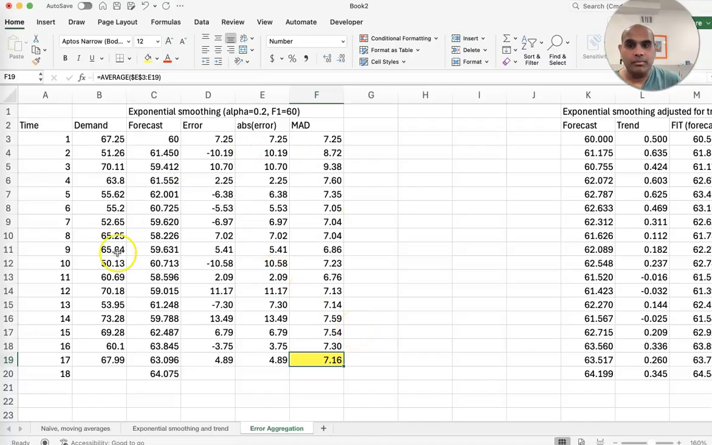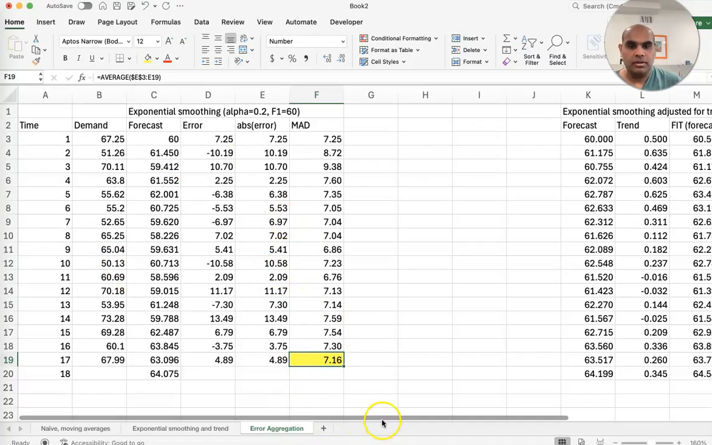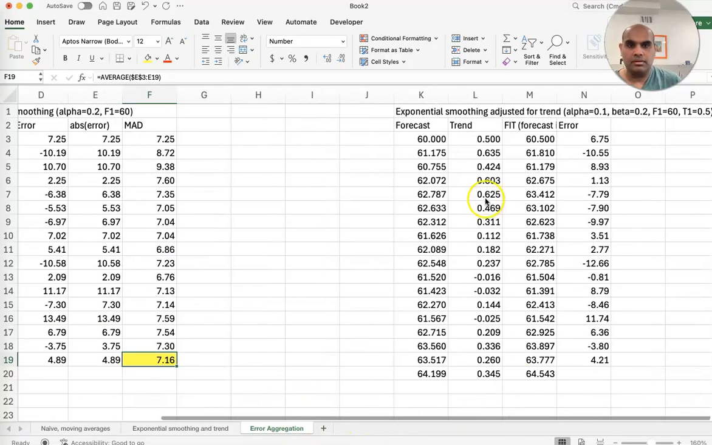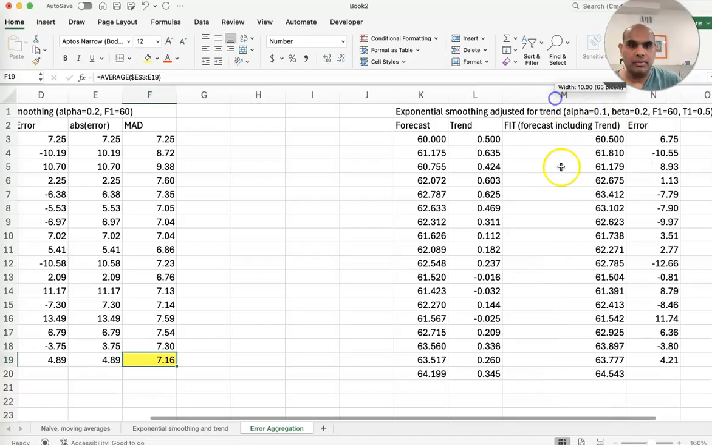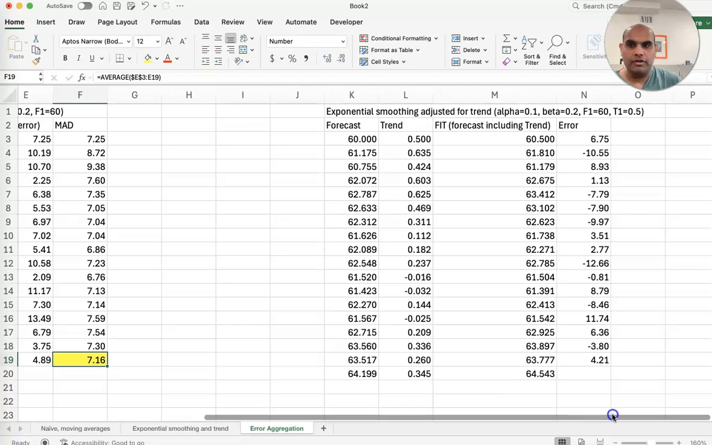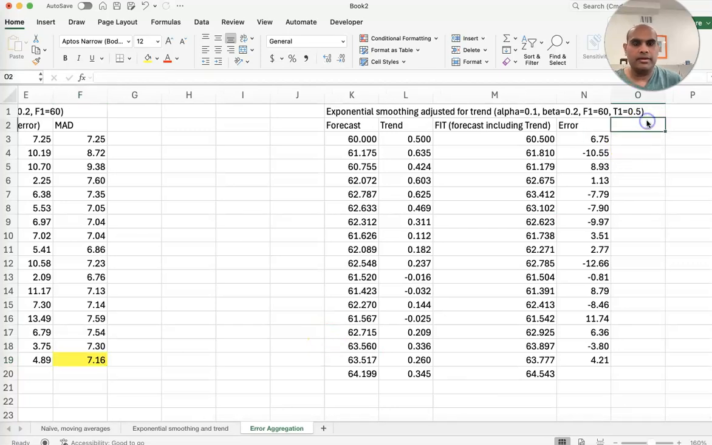Now, if I am comparing this method versus the trend adjusted method, I will do the exact same thing. I'm going to calculate absolute values of error, and I'm going to do MAD.